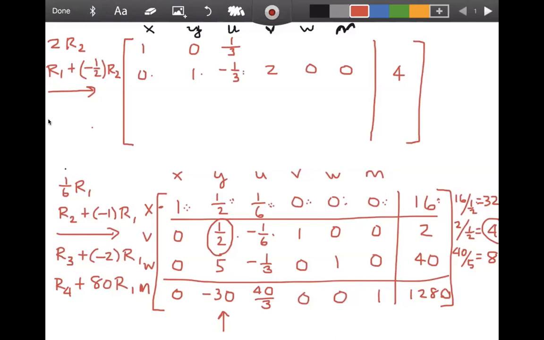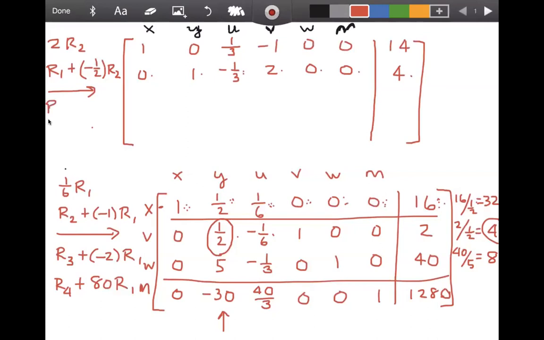So 0 plus negative 1/2 times 2 is negative 1. 0 plus negative 1/2 times 0 is 0. And 16 plus negative 1/2 times 4 is 16 minus 2, which is 14. All right. On to row 3. In row 3, we have to get rid of a 5.